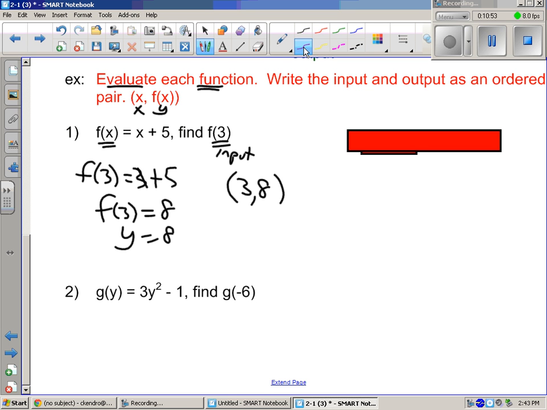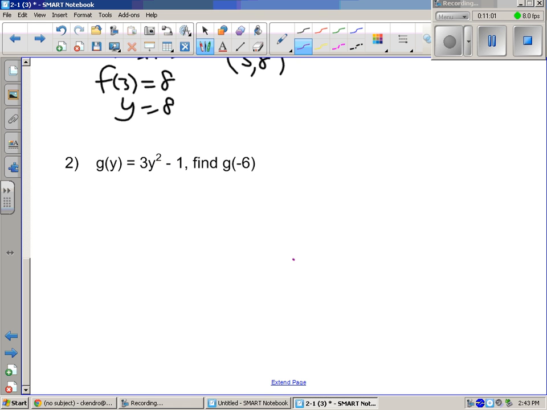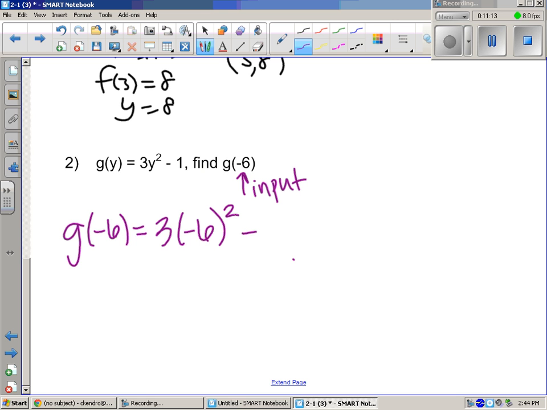All right, in our second example, this is still a function even though they use the letters g and y. You will see that from time to time. This time they want us to find g of negative 6. So like Mrs. Kendrow told us, this is our input value. So we will go to the g equation. We are going to use negative 6 as our input. Therefore, we will replace our variables with negative 6.